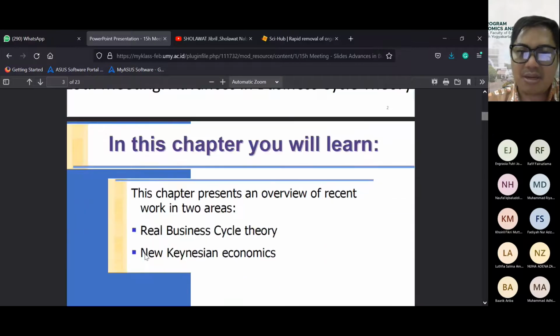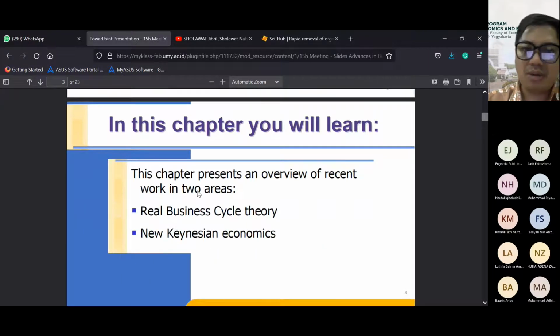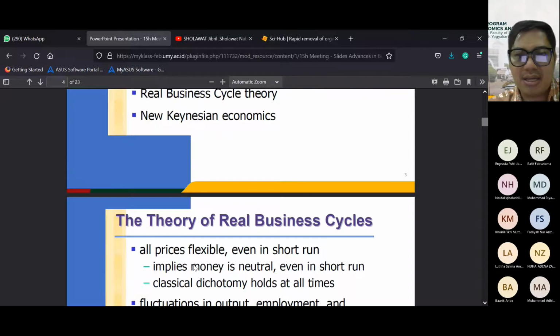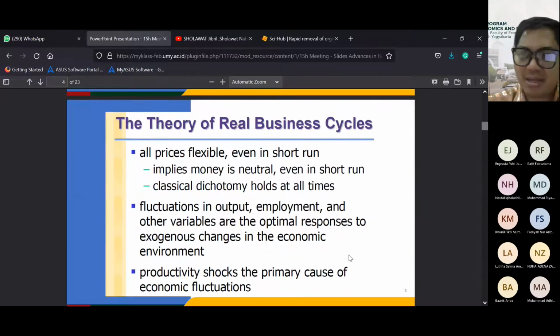So in this, you will learn two areas. The first is real business cycle theory, and the second one is new Keynesian economics. These two areas will be connected with business cycle applications and theories. Okay, the first one is the theory of real business cycles.